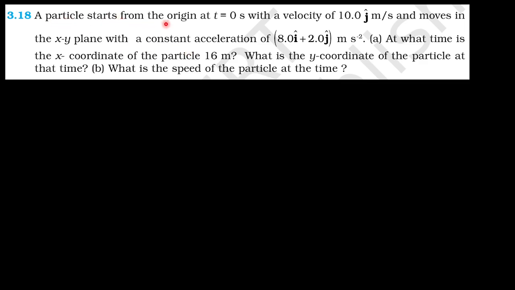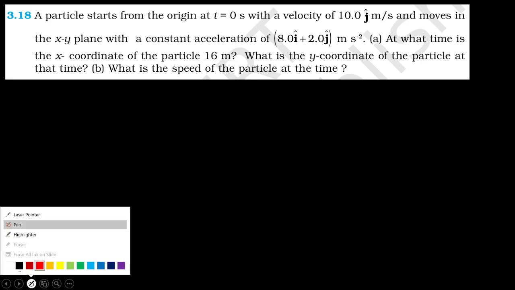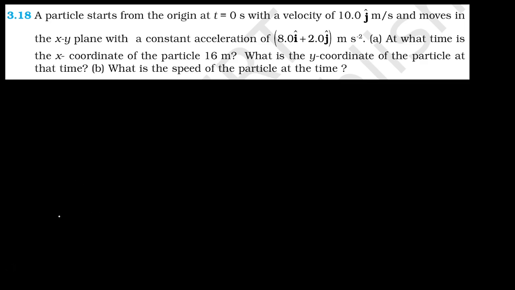A particle starts from origin with the velocity 10 j... What is this j? I have already introduced the meaning of i cap and j cap. Only i and j are there. So the x-axis is there, the y-axis is there. We are talking about motion along a plane.